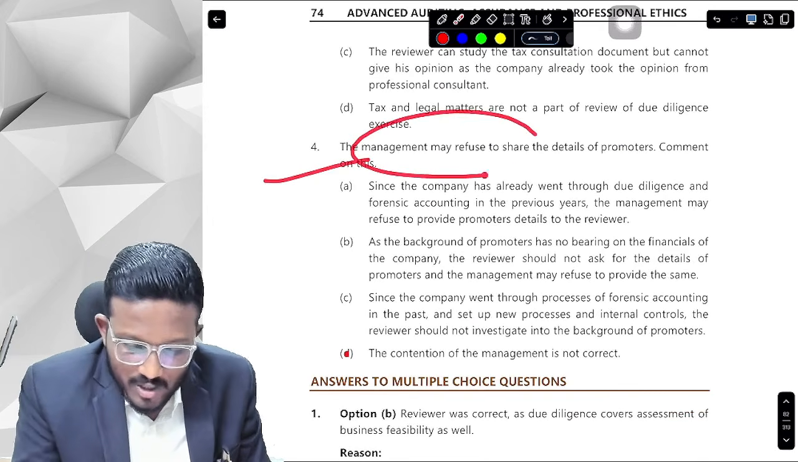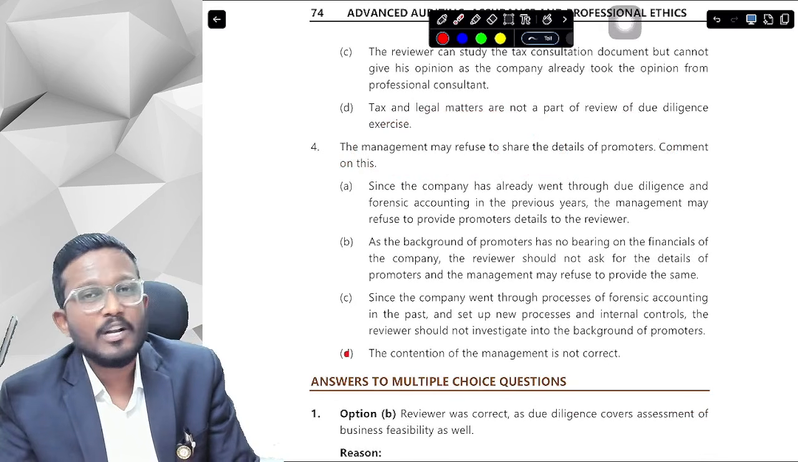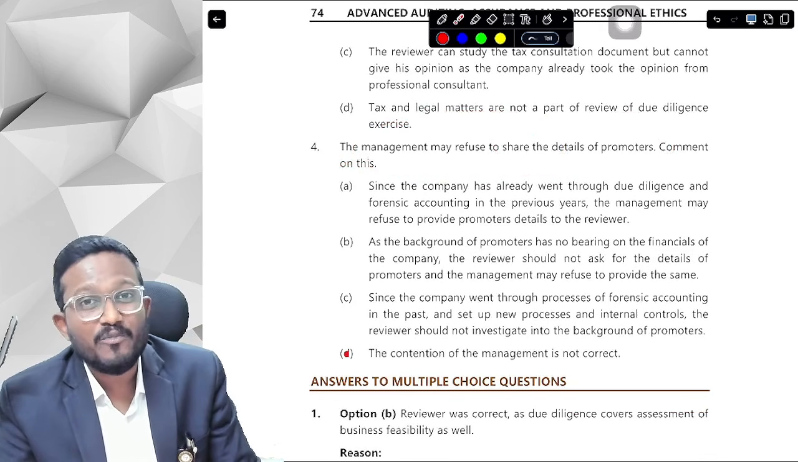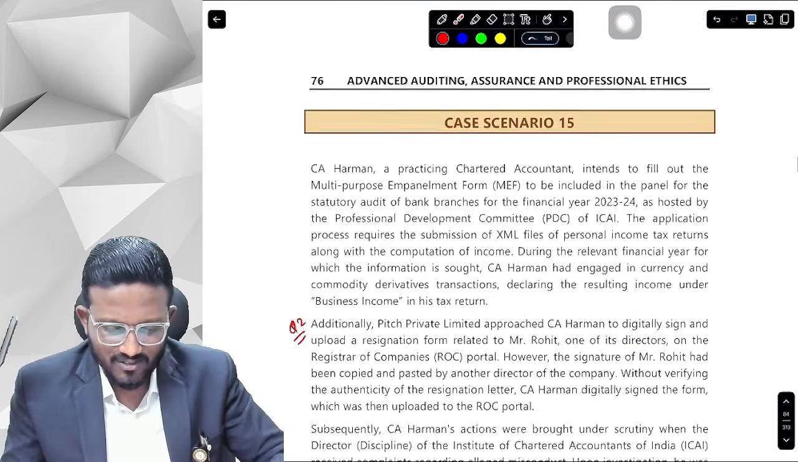Next, the management has refused to share the details of promoters. Is it correct, sir? No. Due diligence involves checking the background of promoters as well. So here the contention of management is not correct. This was your case scenario number 14.